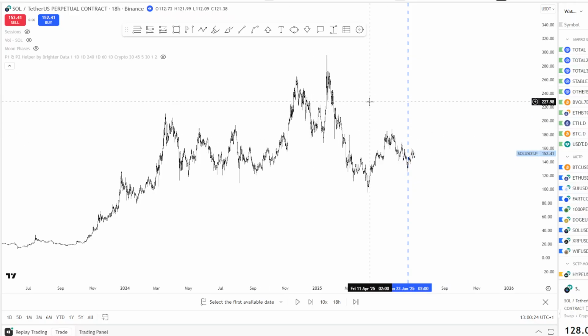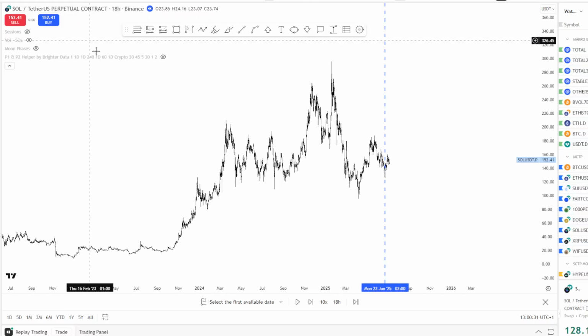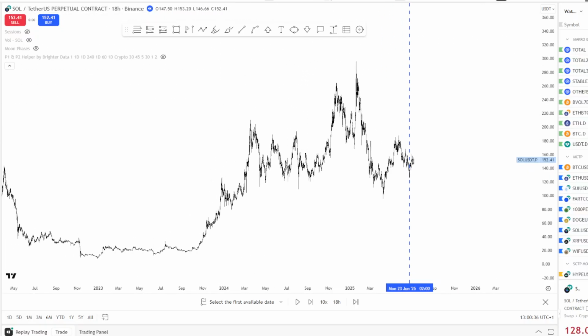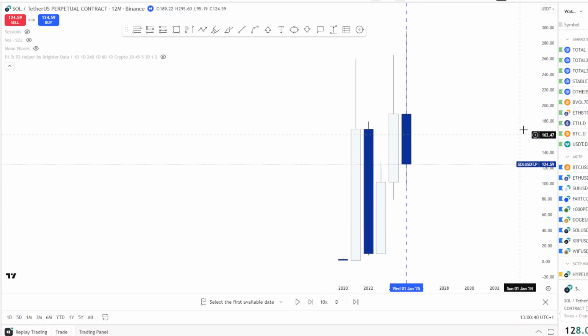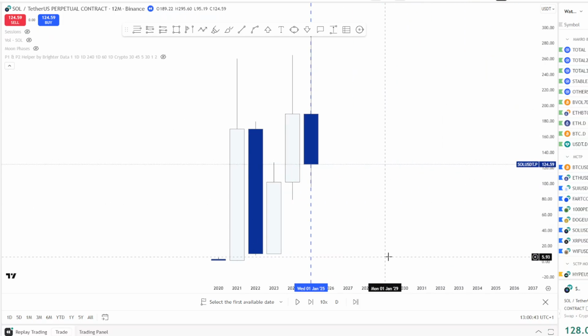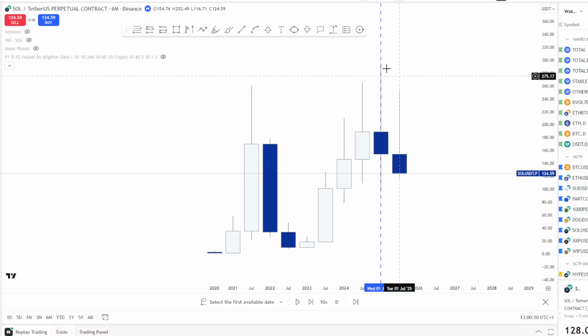I always like to start on the higher time frame and look where we are at. Here we are trading Solana. I want to backtest Solana today, and as I said, I always start on the highest time frame. So on the 12 months we don't have anything. On the 6 months I can see we have a pretty nice topping formation. So yeah, this looks very clean.